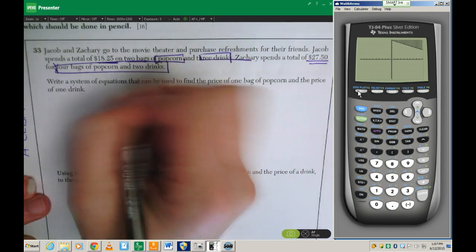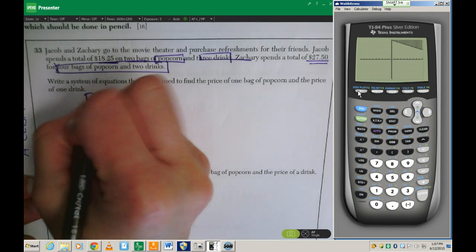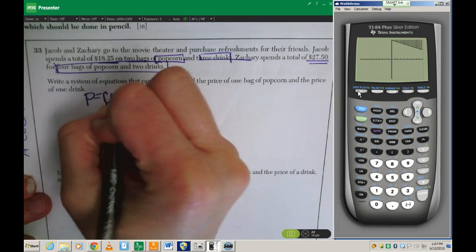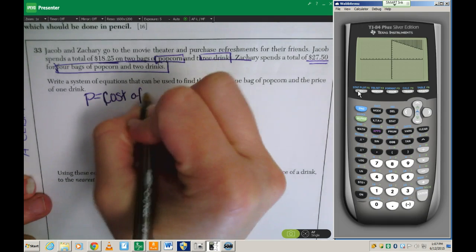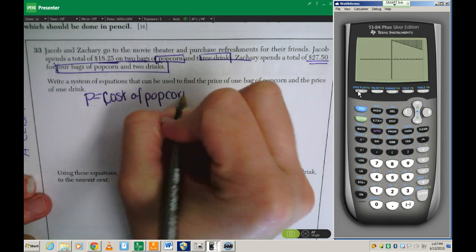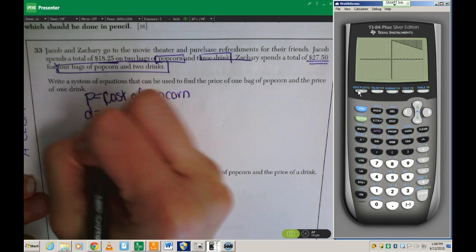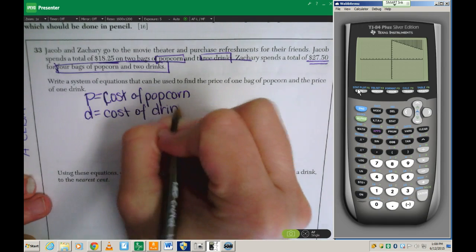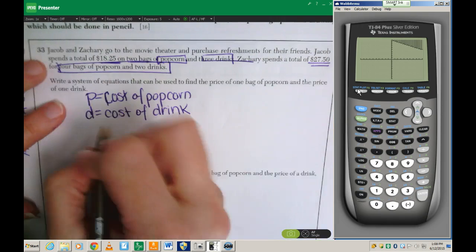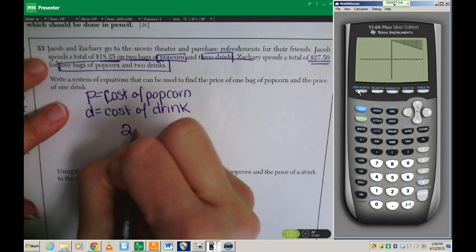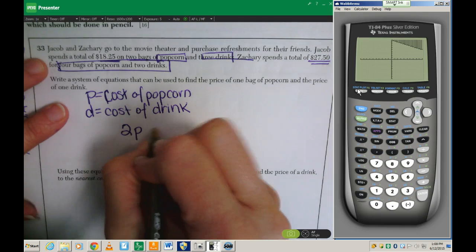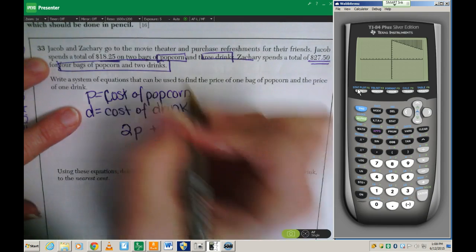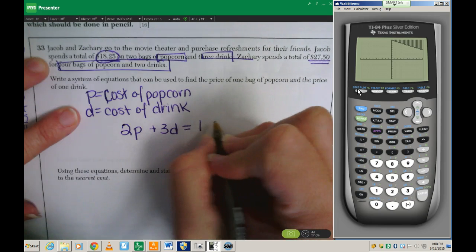So the things that repeat are popcorn and drinks. So I'm going to have P equals the cost of the popcorn, because that's what we're trying to figure out. D equals the cost of a drink. So we know here that we have 2 bags of popcorn plus 3 times the number of drinks equals the $18.25 that Jacob spent.